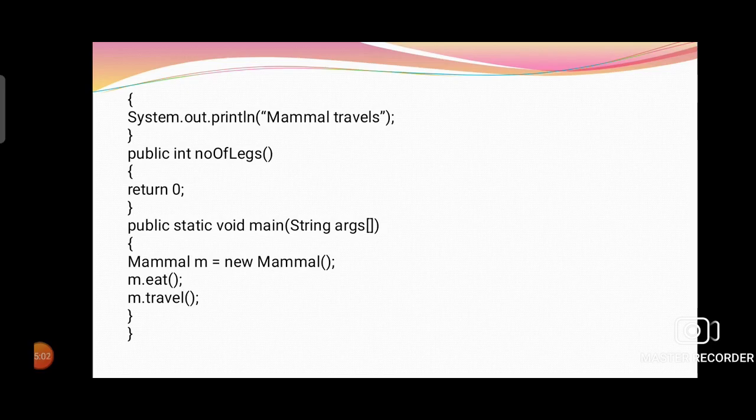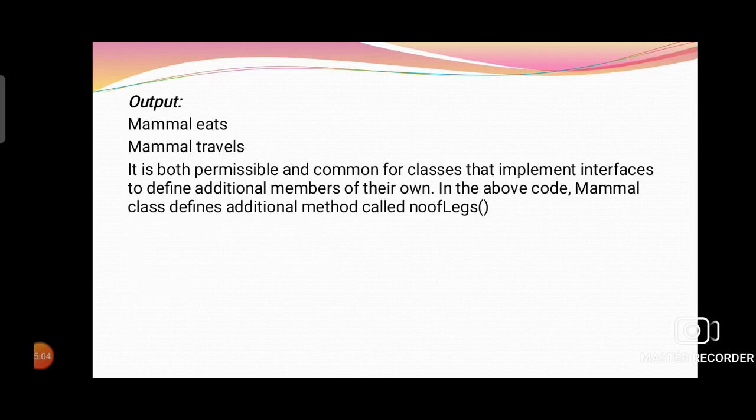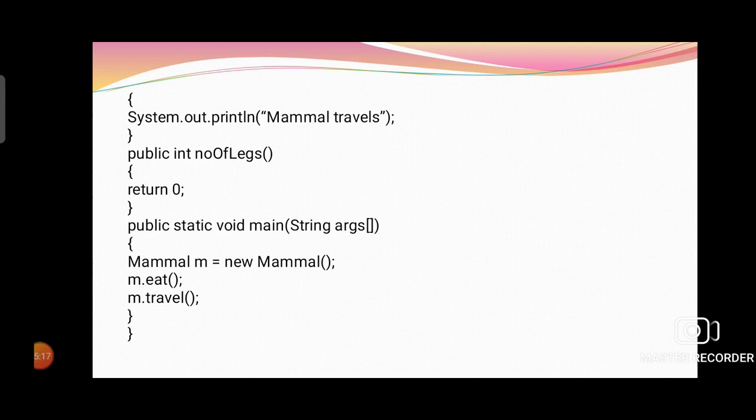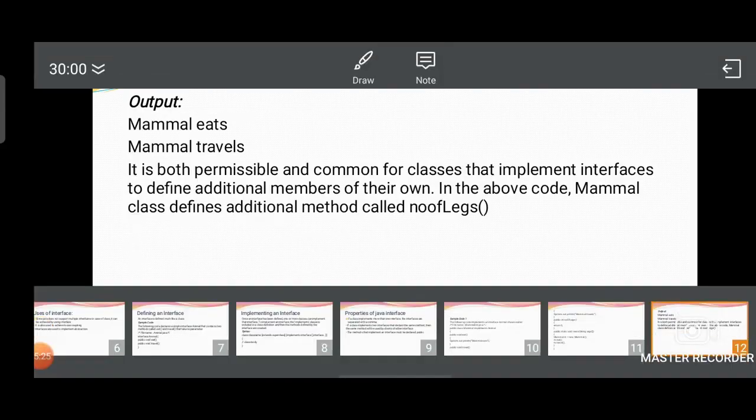Here the thing is, our interface had only two methods. We can have additional members of our own. So in the previous program, number of legs is the additional method we had in our program rather than in the interface. So that's all about interfaces.